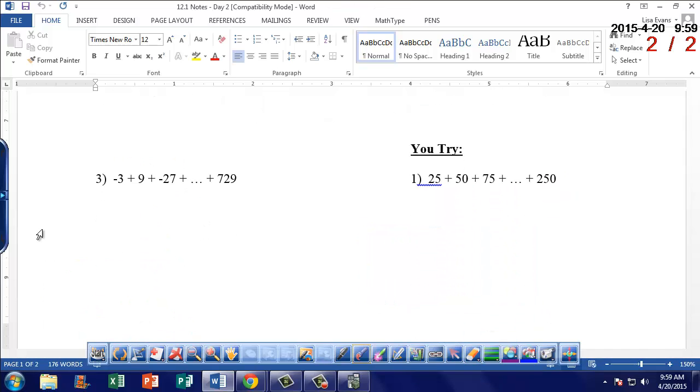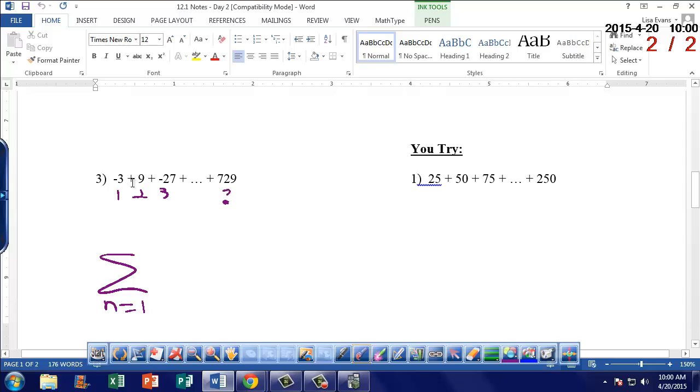Okay, let's try another one. Again, this is my first term, second term, third term, and we don't know what term this is, but we have to figure it out because the series is not infinite. So we're going to start at 1, and we have to figure out what term we're going to go to.